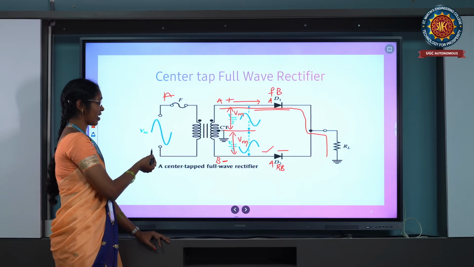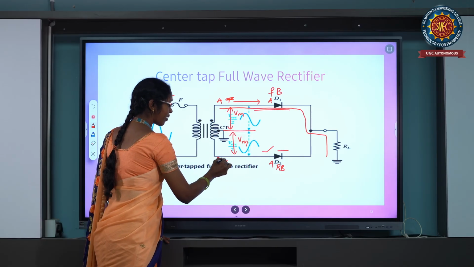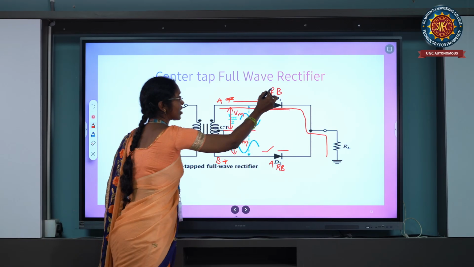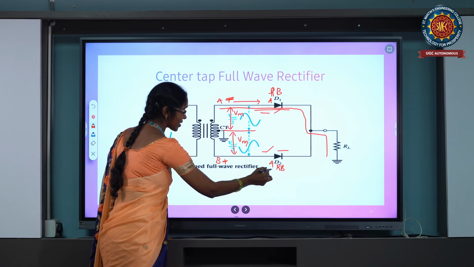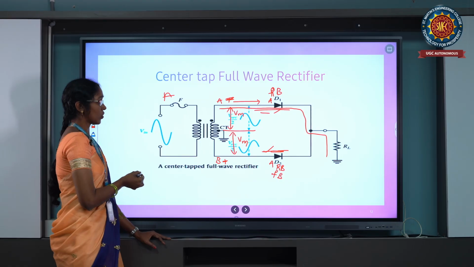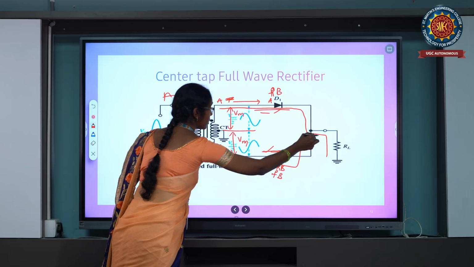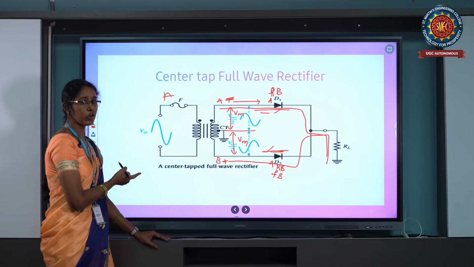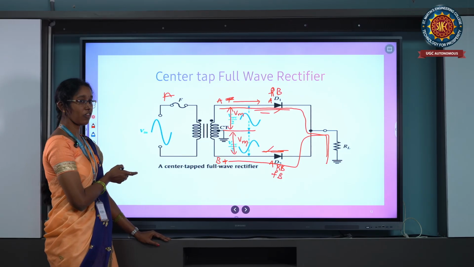During the negative half cycle, the A terminal becomes negative and the B terminal becomes positive. Diode D1 is in reverse bias condition and acts as an open switch, and D2 is forward biased and acts as a closed switch. So the current starts from the B terminal, goes through D2 and the load resistor, and then to the ground. In this case, we get the output during both the positive half cycle and the negative half cycle. That's why it is called a full wave rectifier.